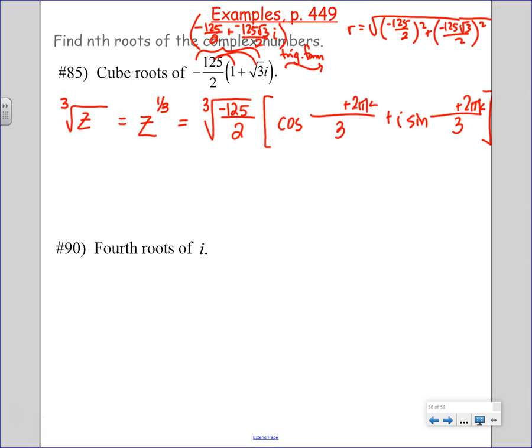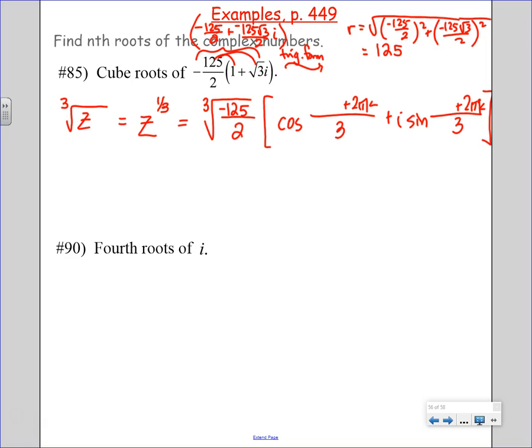Let me help you out real quick. The crazy thing is after you plug in the a squared plus b squared, I can already tell you that your r is going to end up being 125. Which is a little weird, I know.